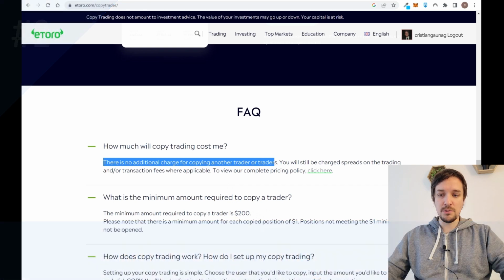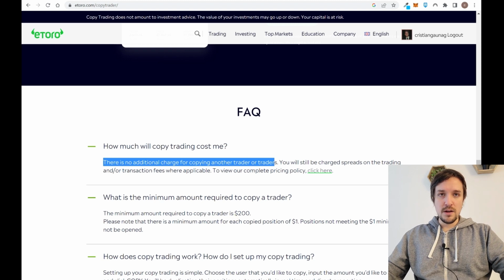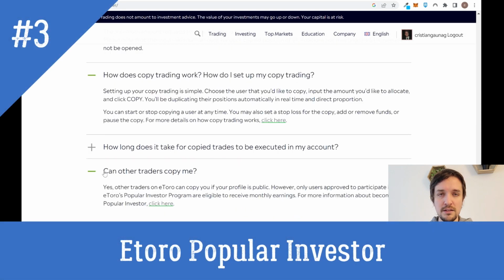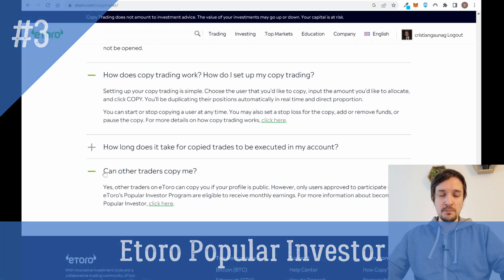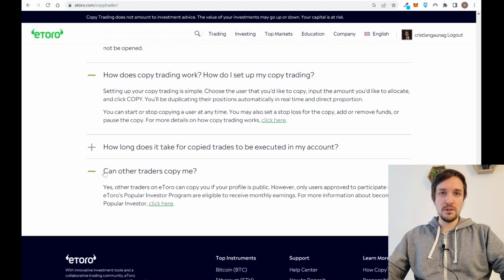I believe that amount of money is low, so it's good if you have a small amount of money because, for example, with $1,000 you can diversify. You can copy more than one trader, you can copy 5 traders, so in that way you can diversify in different strategies and different types of investing. Also, if you have a good strategy, you can enter what is called the popular investor program and get copiers. If you reach some specific requirements, which we can analyze in another video, you can earn money also.